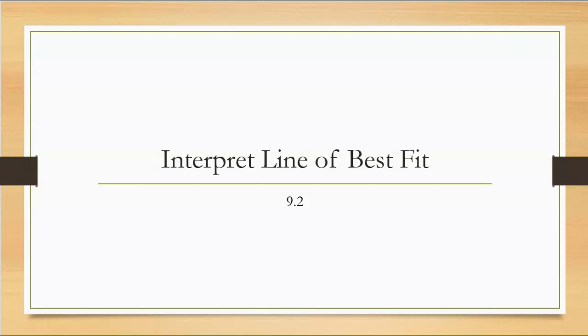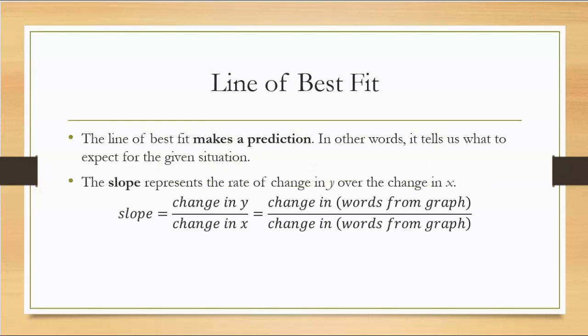In this lesson, we're going to focus on interpreting the line of best fit. The line of best fit makes a prediction. In other words, it tells us what to expect for the given situation. So these are great things to put in your notes. Okay, the slope represents the rate of change.